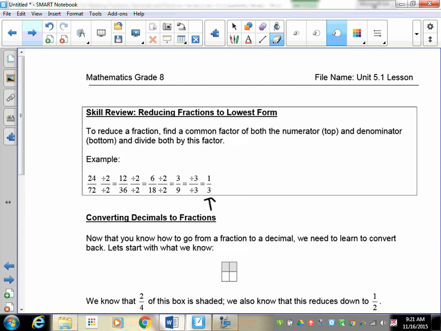When you're at that point, you stop. So in this case, you'll notice that they're both even, the 4 and the 2. So I can divide by 2 because they're both even. 24 divided by 2 is 12.